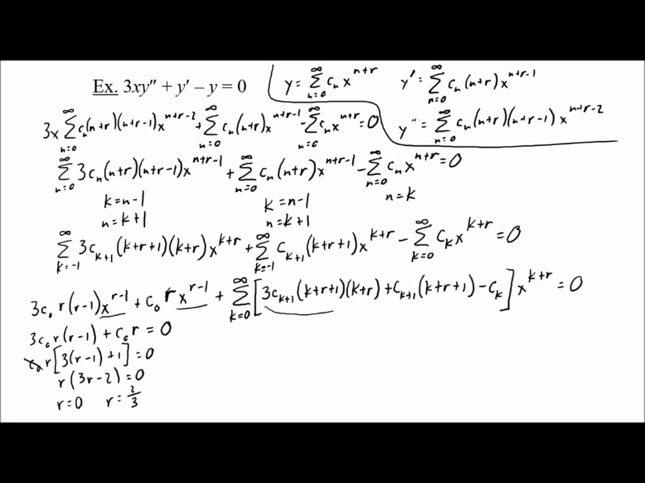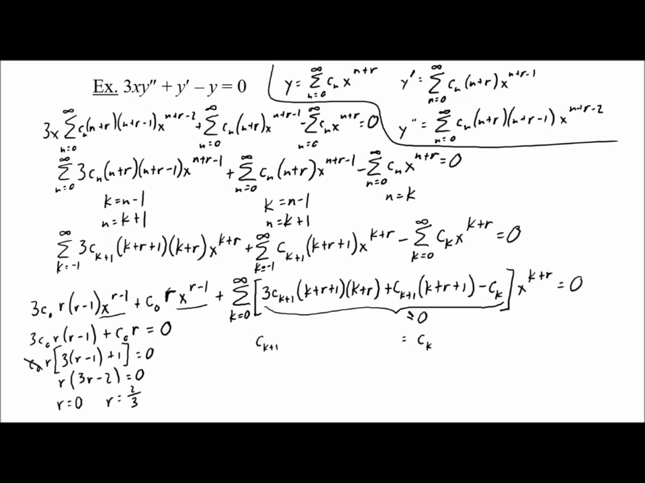Now, if I set this whole coefficient equal to 0, as we did last class, let's solve for the bigger subscript for C's. In this case, we're going to solve for C_{k+1}. First of all, I'm going to move that C_k to the right side. And on the left side, I can factor out that C_{k+1}.